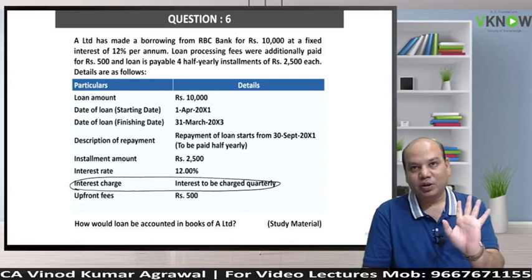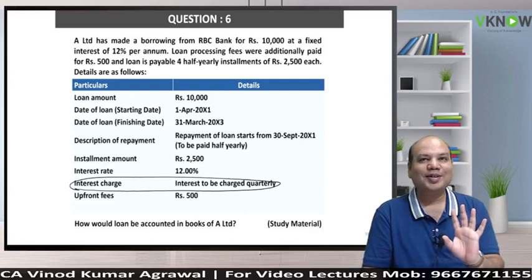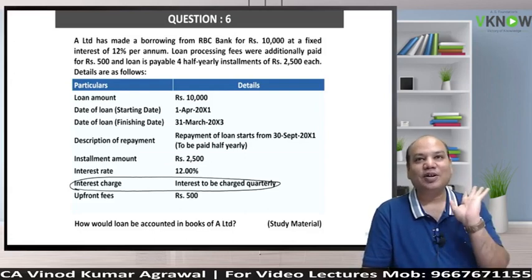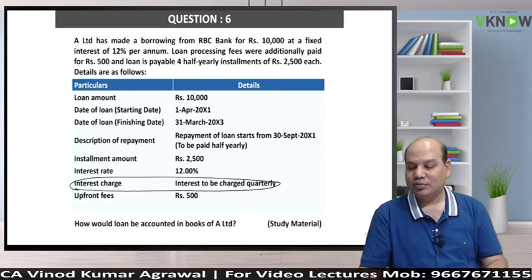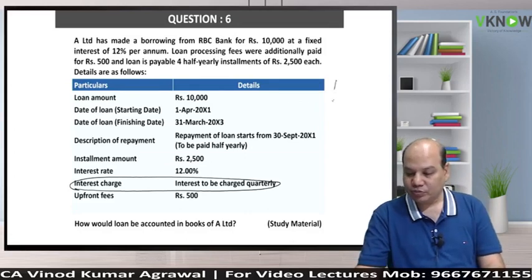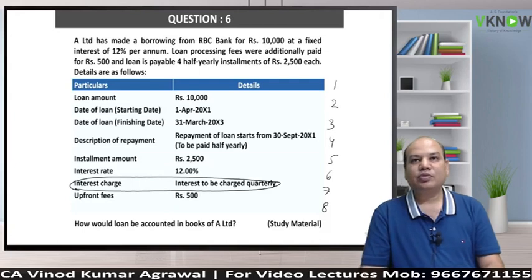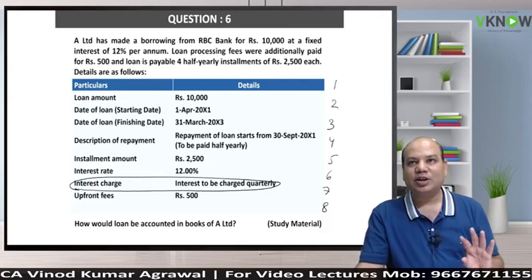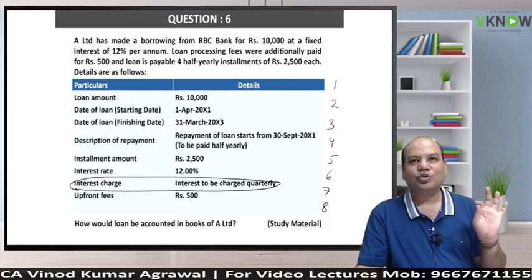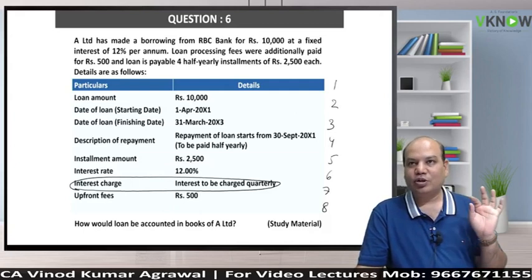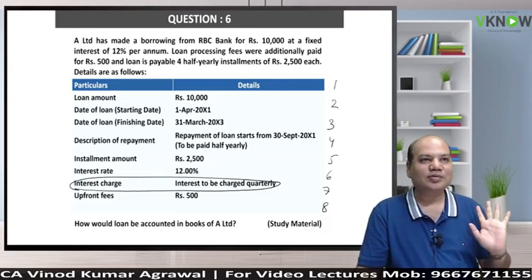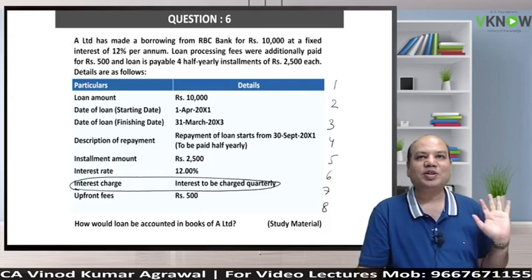Principal amount you will pay half yearly, but interest you have to pay quarterly. Have you understood? So what is the number of years in this question? 2. So actually there are 8 payments involved, not 4. So the student makes a second mistake. He takes 4 payments. There are actually 8 payments. Quarterly interest payment, half yearly principal payment.